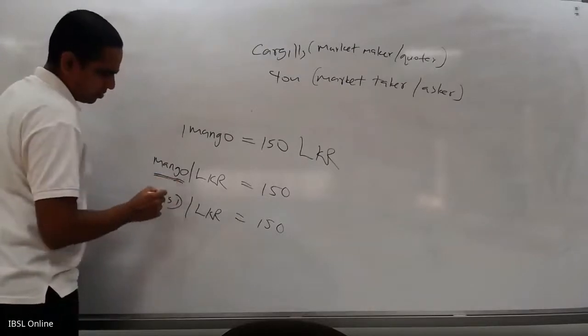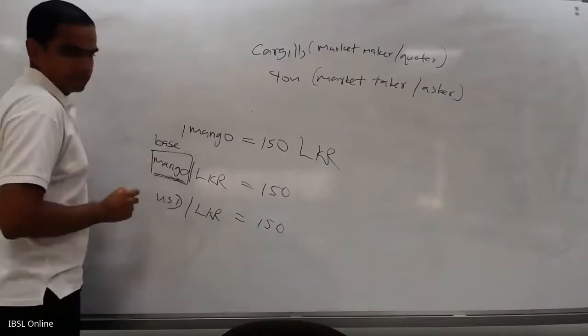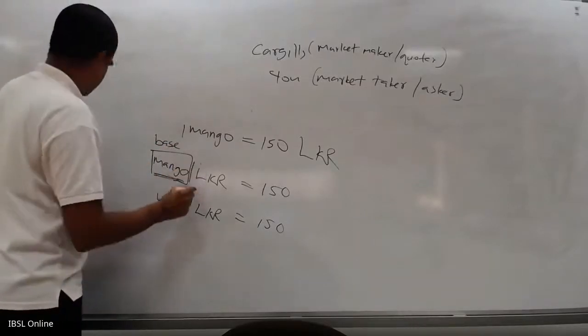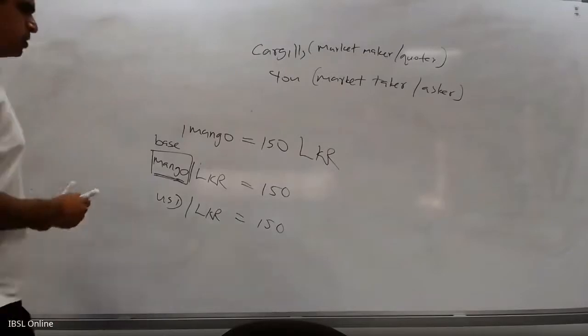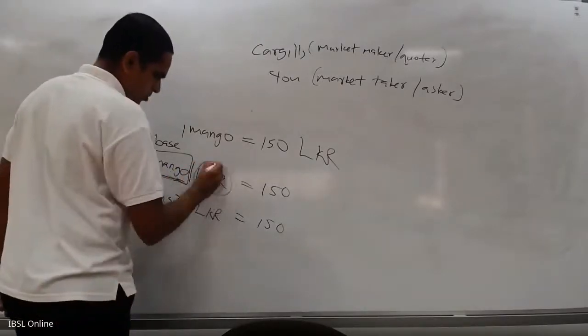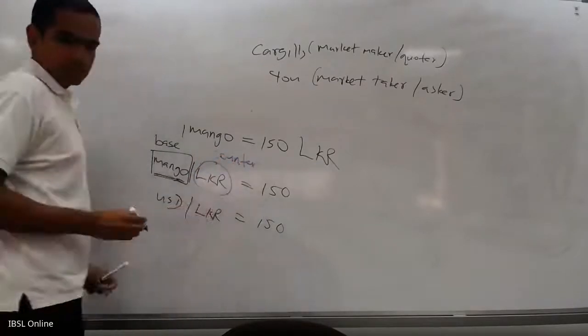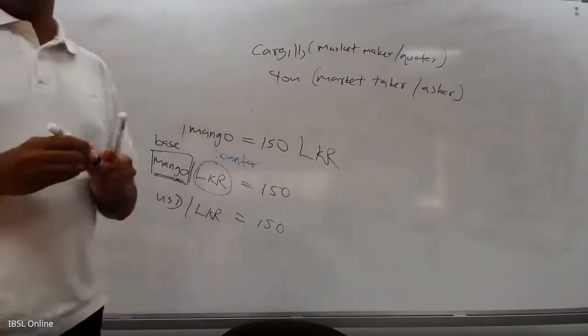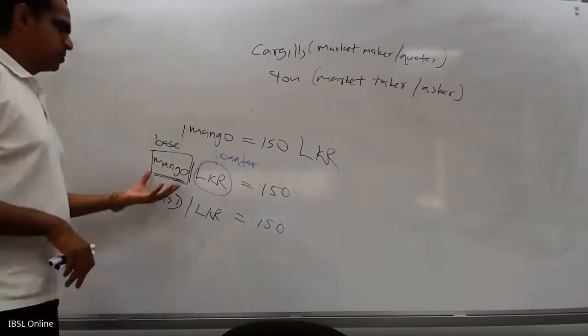In this case, the mango is called the base currency. And you're quoting the price of a mango in terms of rupees. So the rupee is called the counter currency. Base currency and counter currency. So these are the two currencies involved. You have the base and the counter.